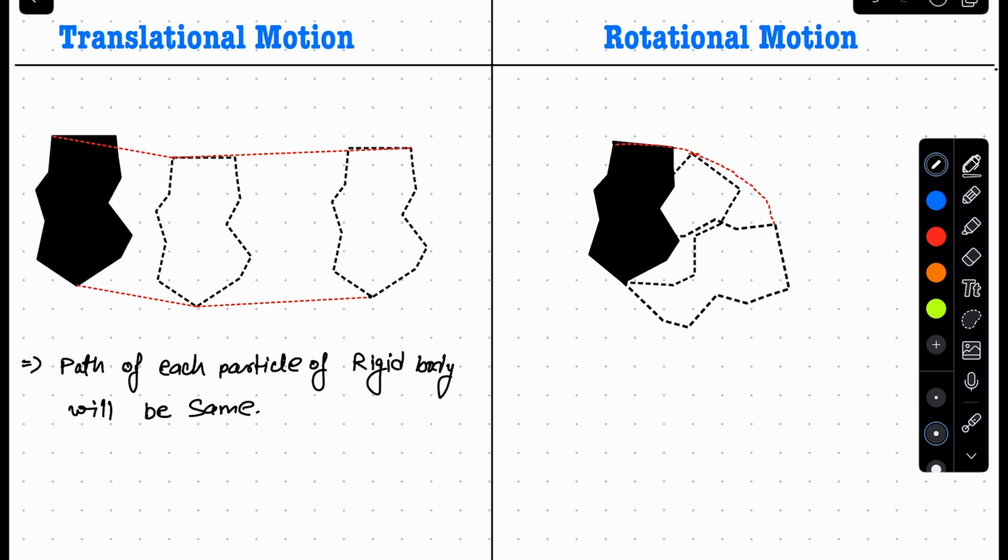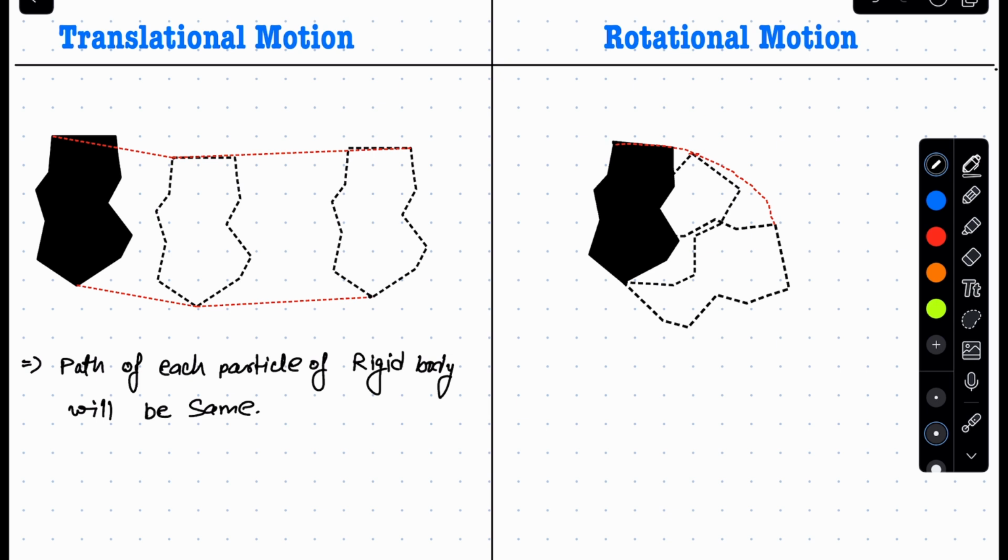If we want to consider an example, let's suppose there is a truck which is just moving. Then the complete motion of the truck, we can consider it as the translation motion, except the motion of some parts of the truck.